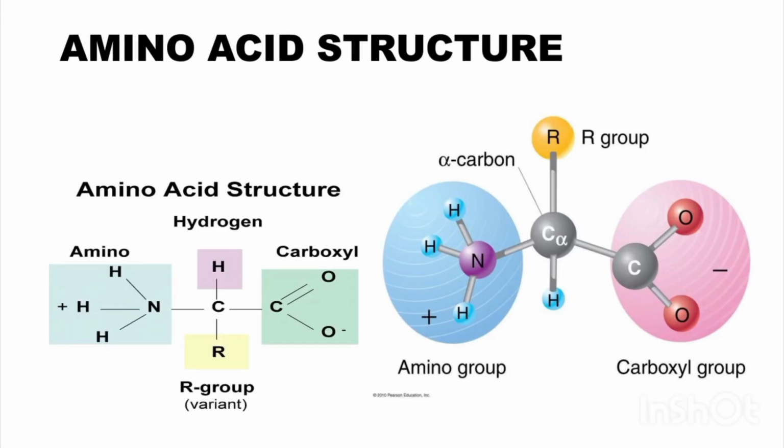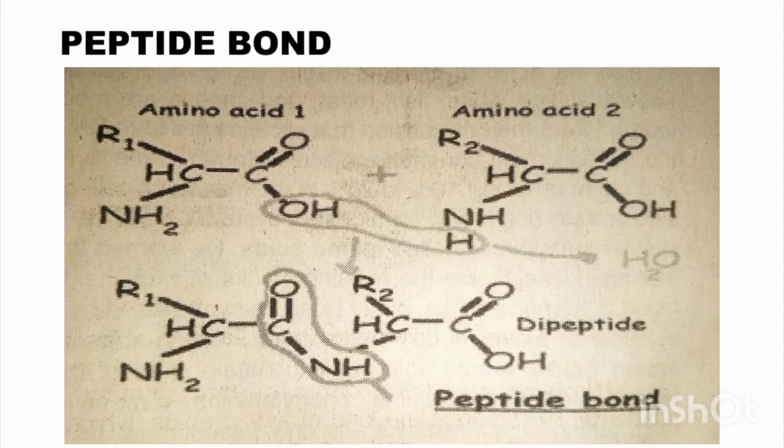So this is the amino acid structure. As you can see in the picture, there are four groups in the structure, which are amino, hydrogen, carboxylic, and R group or side chains. Peptide bond. This is what connects the amino acids. As you can see in the picture, the O and H react with the H, which turns into H2O. So when they connect, it is called a dipeptide.